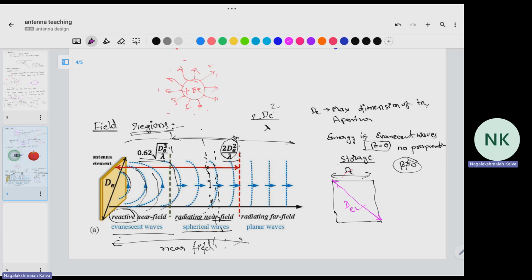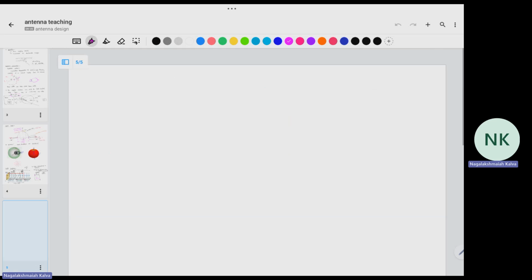So in the far field region, we'll have plane waves where the intensity of the radiated field is constant. So this is about our field regions. And next, based on the directional property of the antenna, we can define one parameter called directivity.